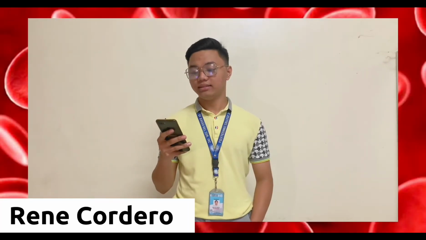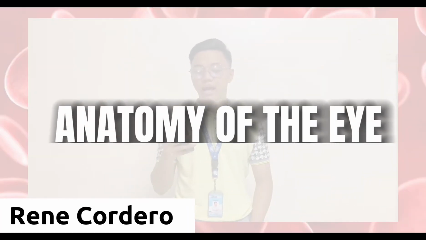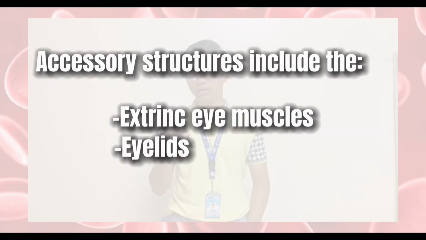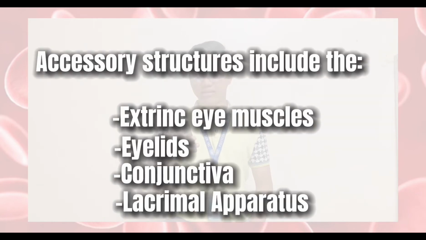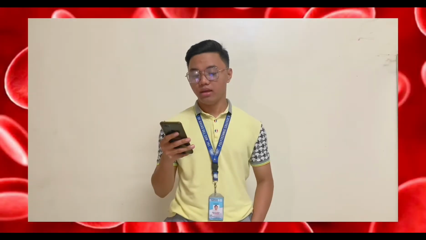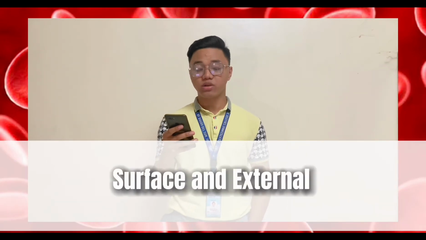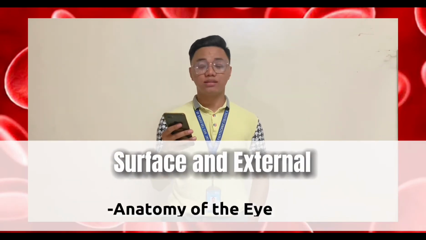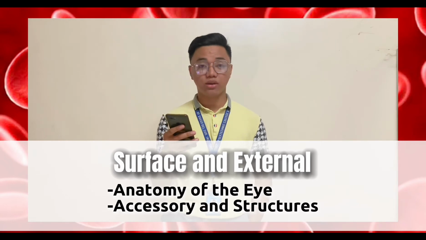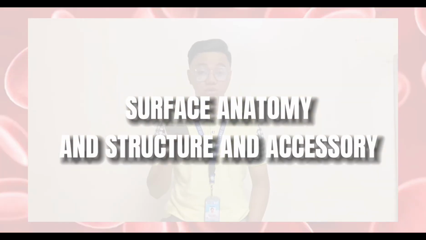The eye. The anatomy of the eye. Accessory structures include the extrinsic eye muscles, eyelids, conjunctiva, and lacrimal apparatus. There are two parts of the eye: the surface or outside, and the external accessory structures of the eye. First is the surface anatomy of the eye and accessory structures.